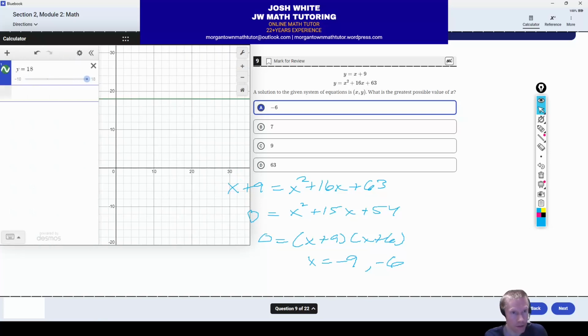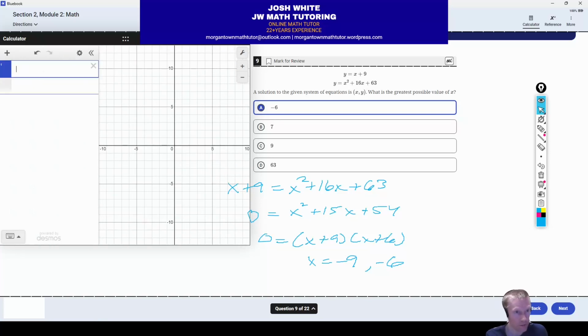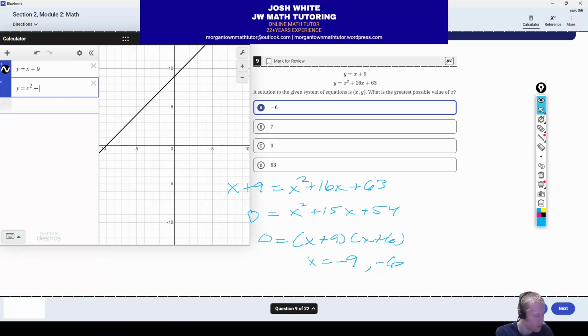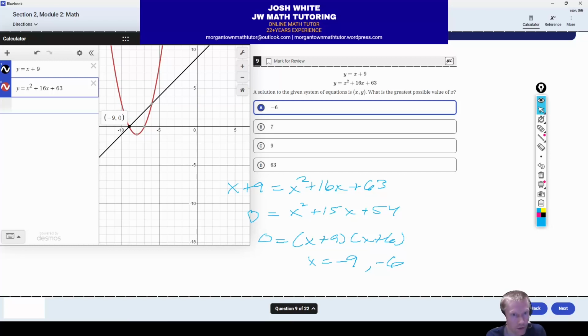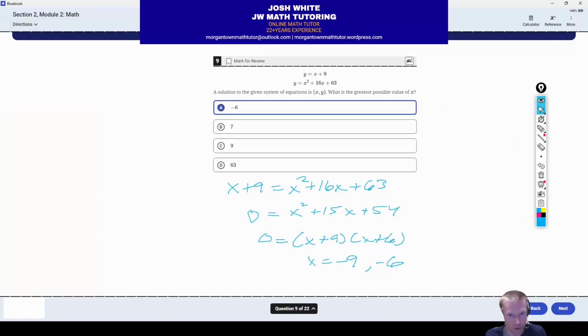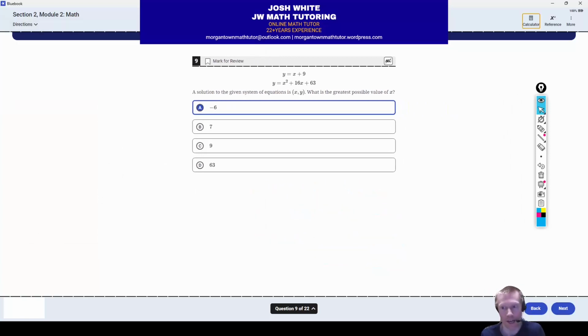Again, we can go to Desmos. We can graph both of these equations out. All right, what are the two solutions? So here is one at -9, and here's the other at -6. So which one is greater? It is -6. Just confirms the correct answer is letter A.